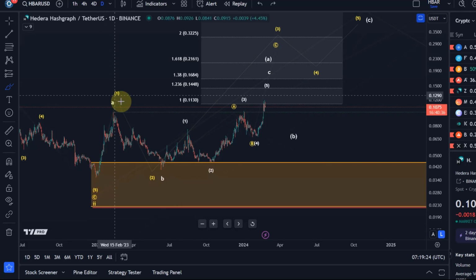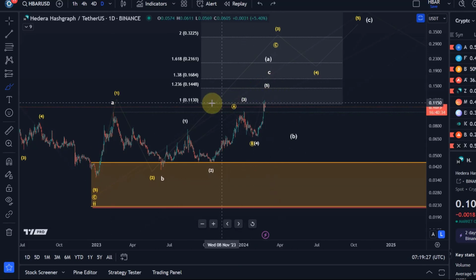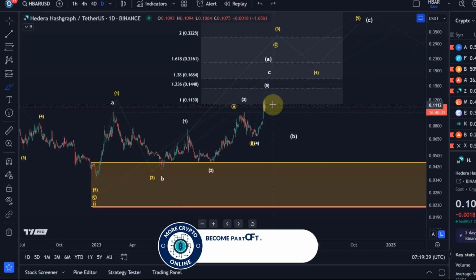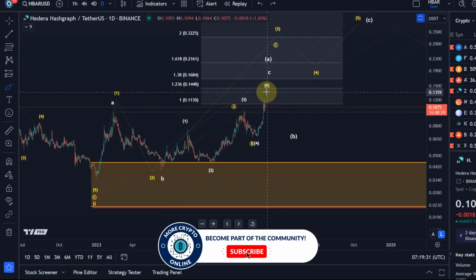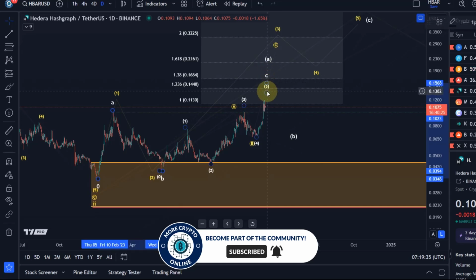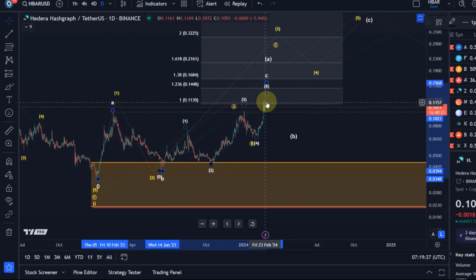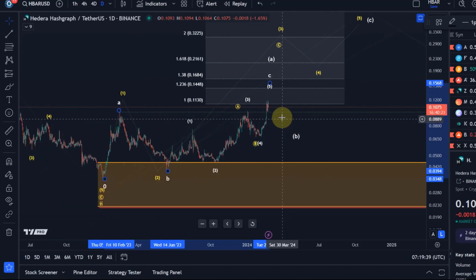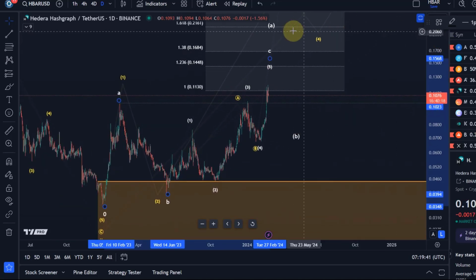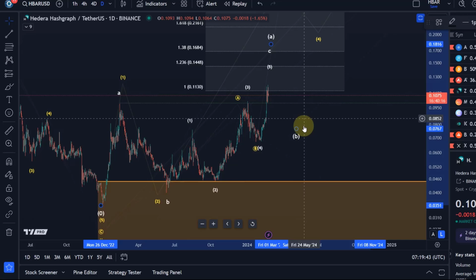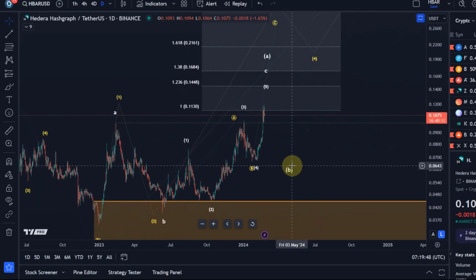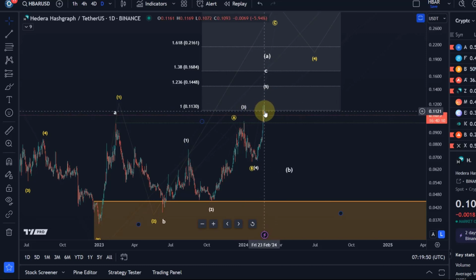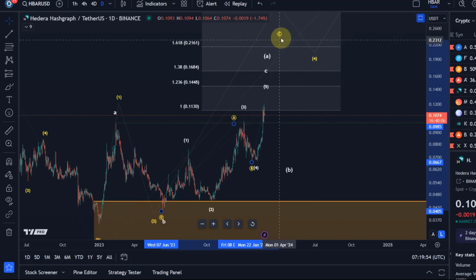Now, if we're dealing with an ABC structure here in white, then the 11.3 cent level is the first relevant resistance, actually quite an important target, because the C wave oftentimes reaches the 100% extension of the A wave, and it's done that at 11.3 cents, which means now we just have to mentally prepare ourselves for a pullback in wave B. I cannot promise you it will happen, because we have no indication a top is in place, and also the yellow count could work out, which is more bullish in the short term.